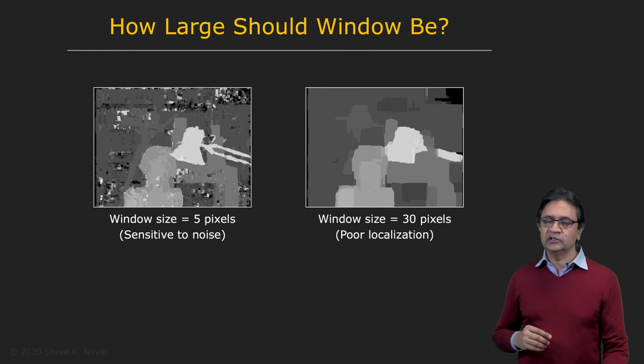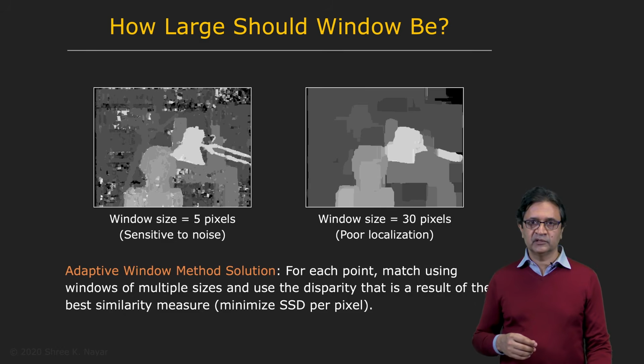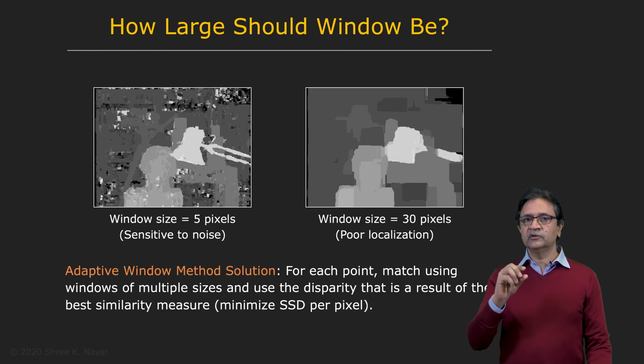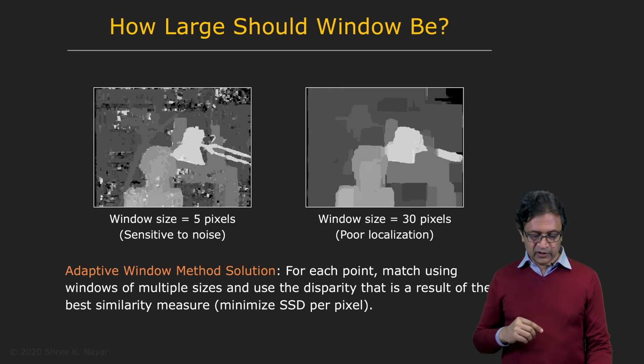So one of the ideas is to use multiple window sizes. This is called the adaptive window method, where many different window sizes are used for matching, and then you choose the match that corresponds to the window size that gives you the best match. Now you have to be careful here in that when you declare the best match, you have to somehow normalize that metric using the number of pixels within the window.